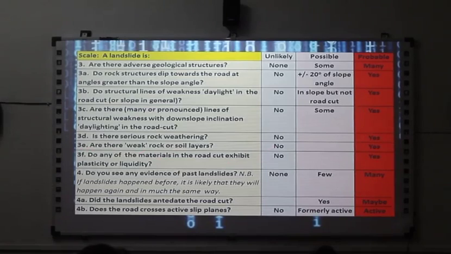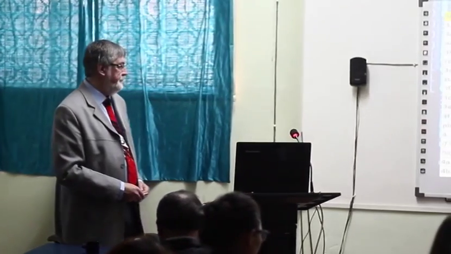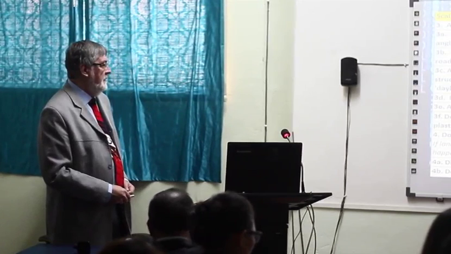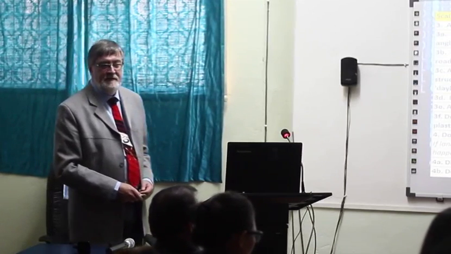Are there weak soil or rock layers? You get a layer of clay or something in your rock slope, and it's holding water up. It's going to encourage failure. Any of the materials in the road bed likely to liquefy and become plastic and flow? Do you see any evidence of past landslides?